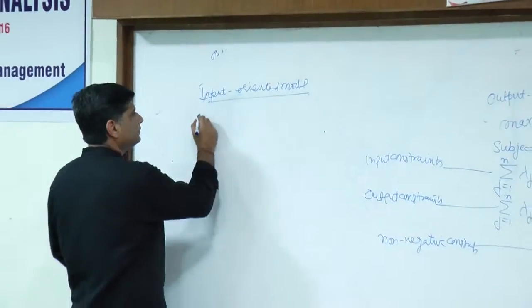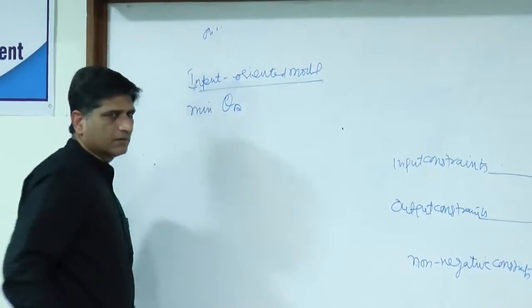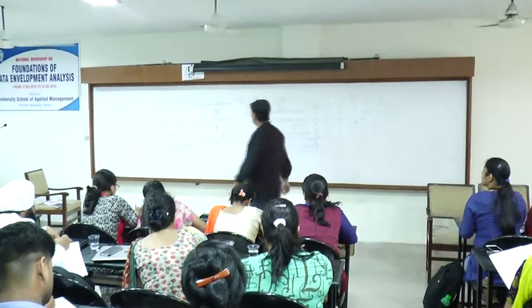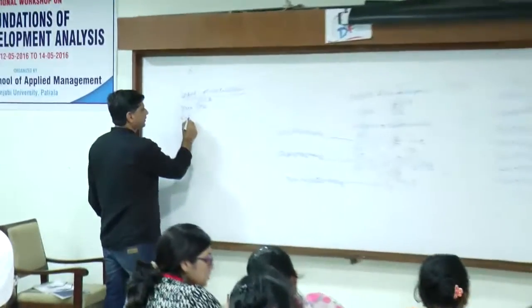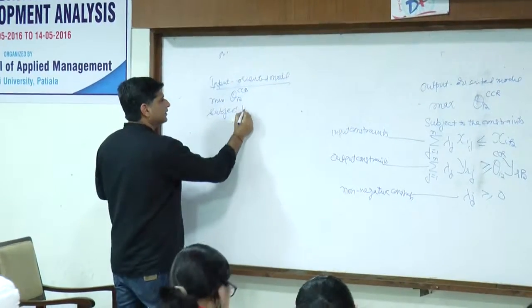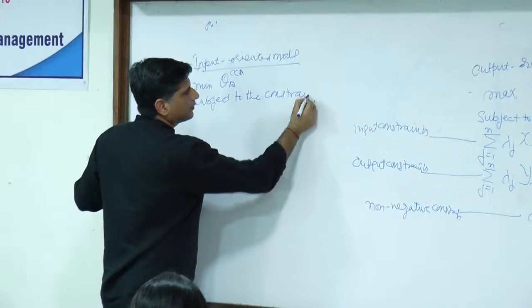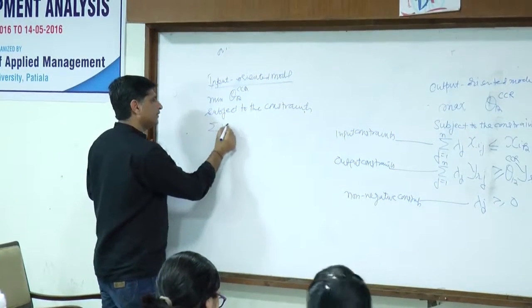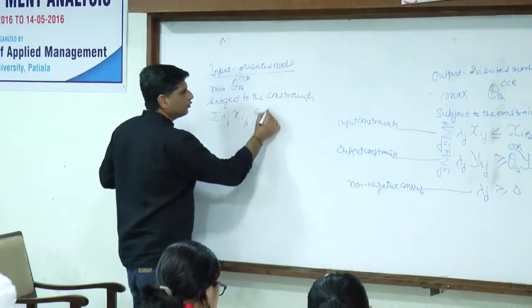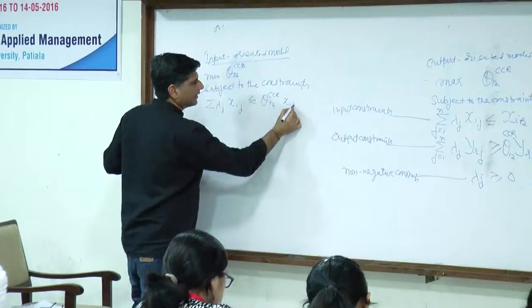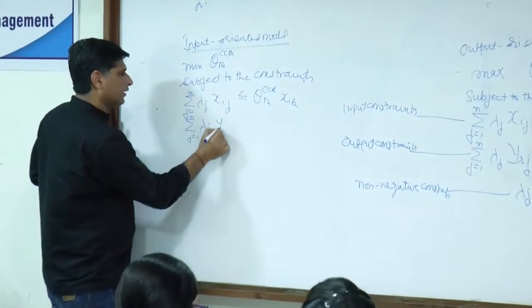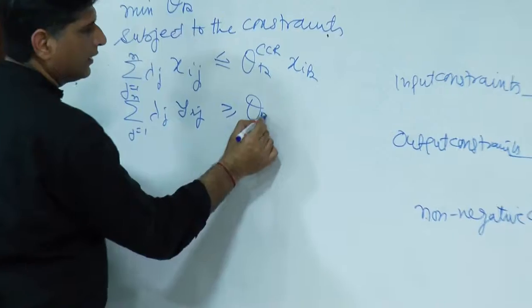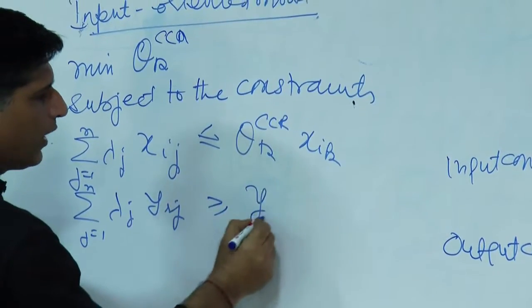Yes, the input-oriented model is: minimize beta k, the CCR model, subject to the constraints. The summation over j of x_ij lambda_j equal to beta k x_ik, and the summation over j of y_rj lambda_j greater than or equal to y_rk.